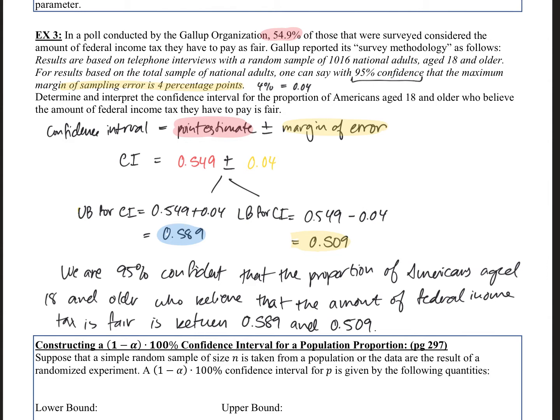So let's go ahead and draw an interval on the side here. So we went with 54.9, but our interval of confidence we had was 50.9. I went ahead and changed it back to percentages here, and 58.9. And we are 95% confident that the proportion falls in between these two endpoints.